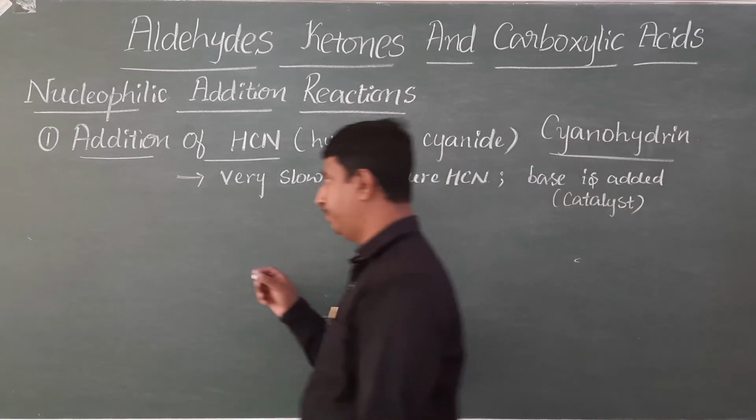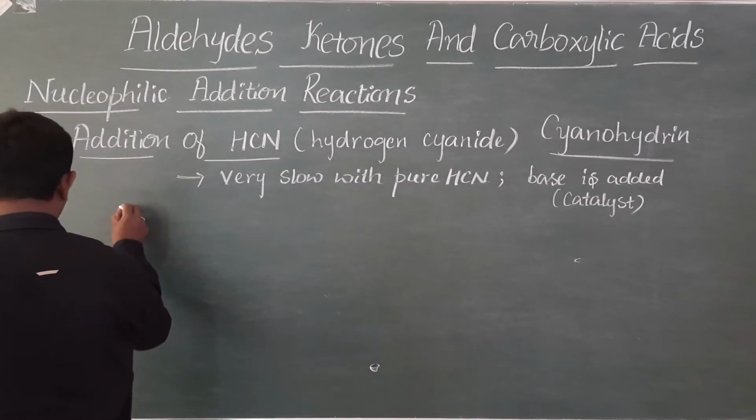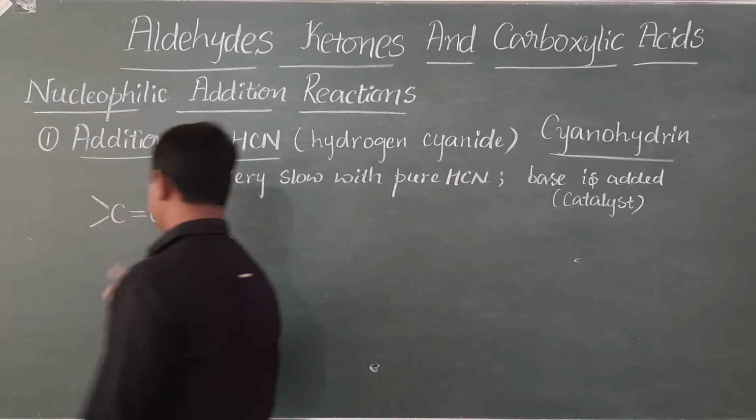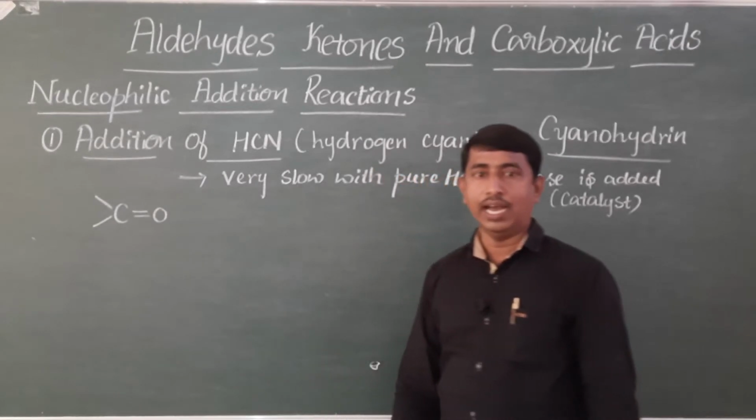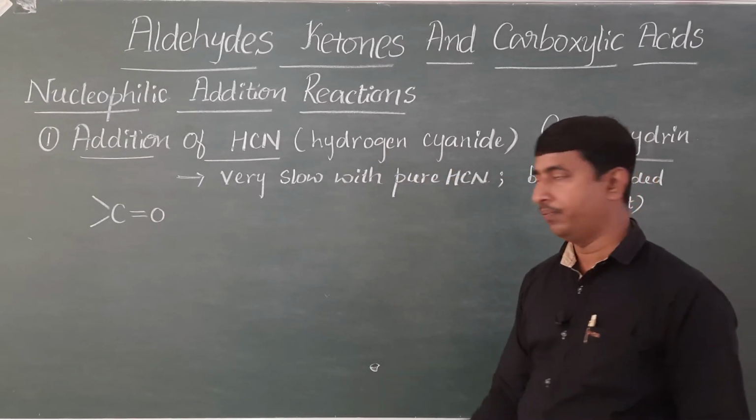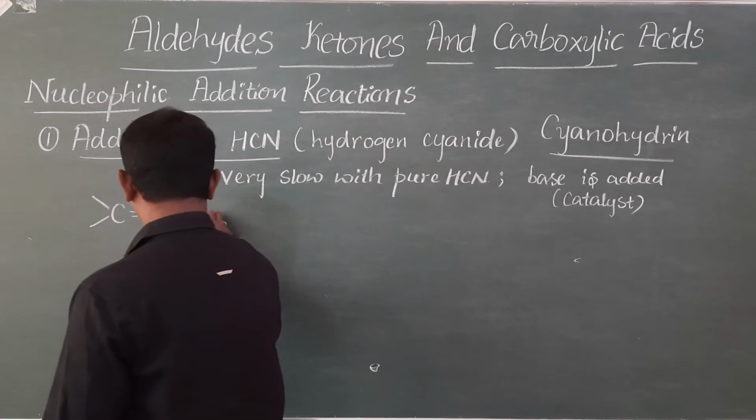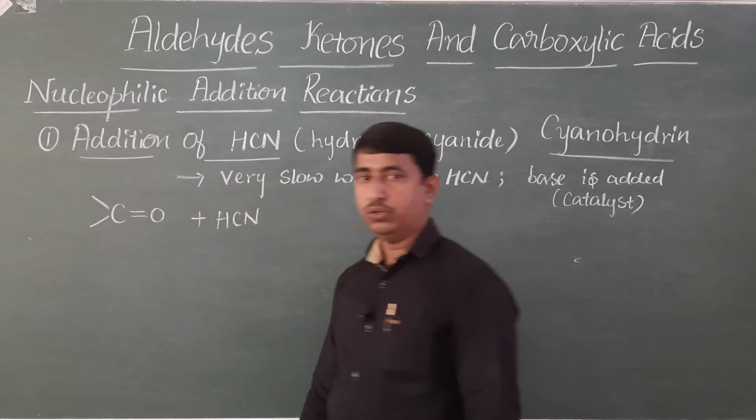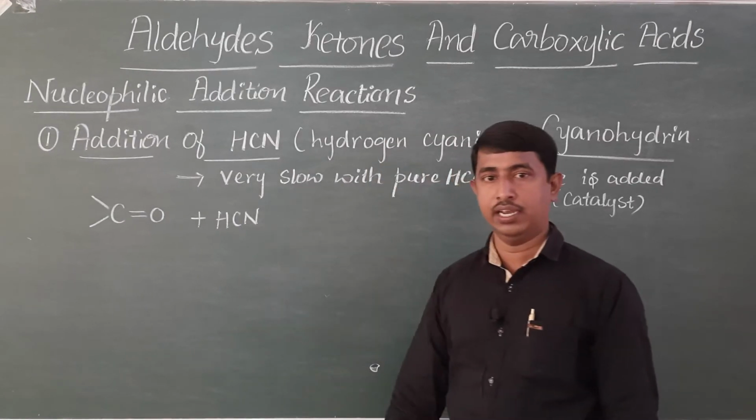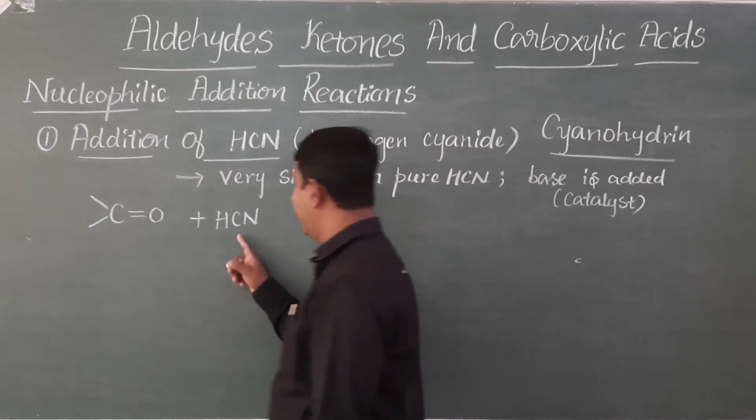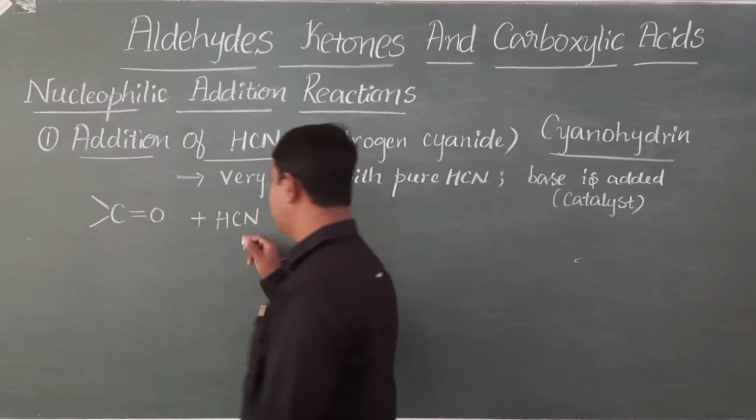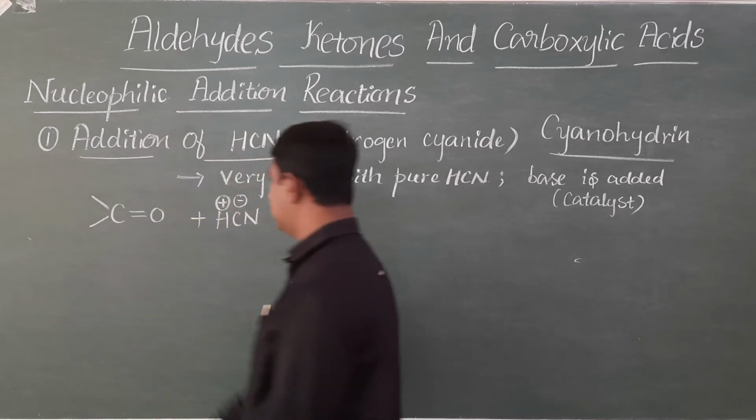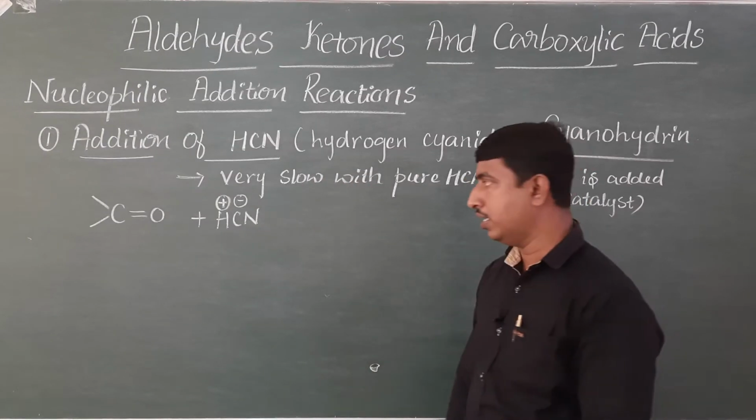Let us write the equation. Aldehyde or ketone, generally we write it like this: C double bond O. C double bond O represents either an aldehyde or a ketone. Now this aldehyde or ketone is made to react with hydrogen cyanide. See, hydrogen cyanide ionizes to form H plus and CN minus.